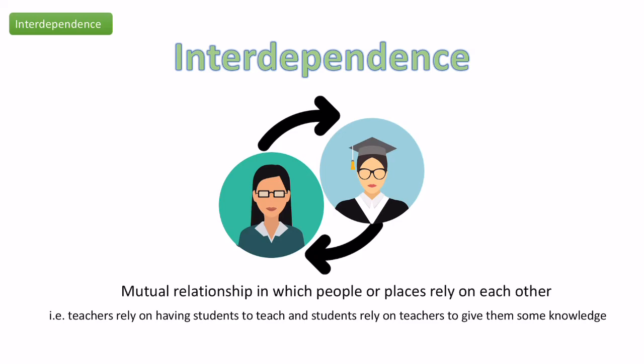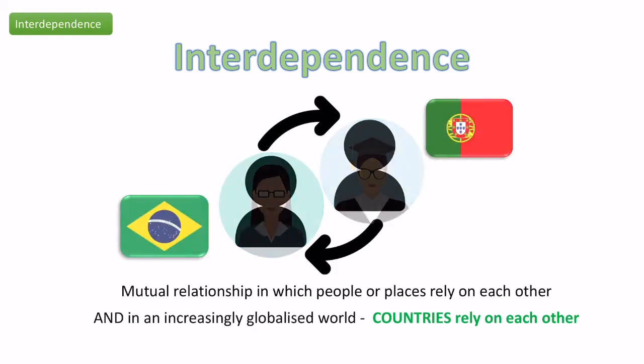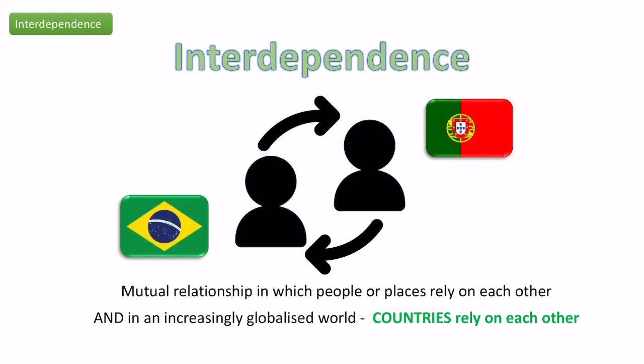So for example, if a teacher doesn't make very good lessons, then the students obviously won't get very good knowledge. So we can see that there is a relationship between these. They rely on each other for different things, but also that they can affect each other. And this doesn't just relate to people, but also is reflected in countries on a global scale. So as the world becomes increasingly globalized, those connections between countries and relying on each other become really important. I've given an example here of Brazil and Portugal.